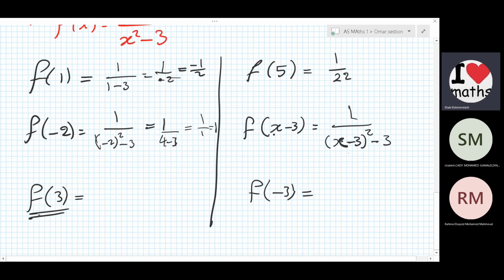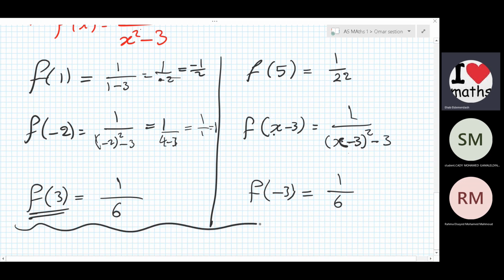Okay, if I ask you to get f of 3, who got f of 3? 1 over 6. So I have the following: 1 over 9 minus 3, which gives me 1 over 6. And f of negative 3 also 1 over 6, because negative 3 to the power of 2 is equal to 9, 9 minus 3 equals 6, and on the other side it will be the same, so the answer will be 1 over 6. Agreed? Do we have any problem with this part, guys?